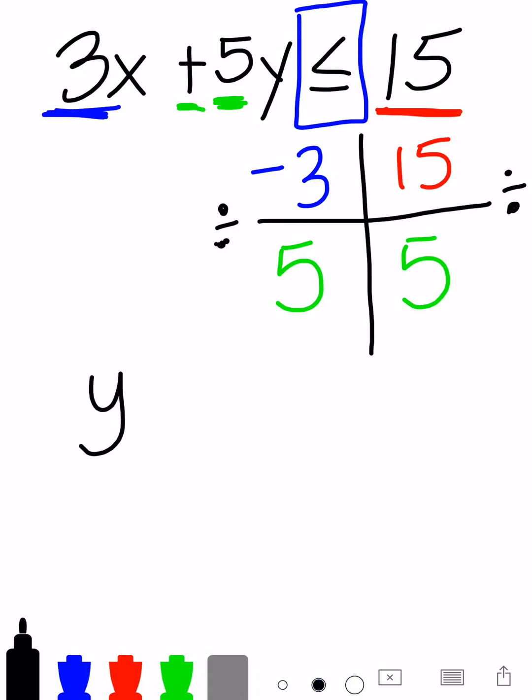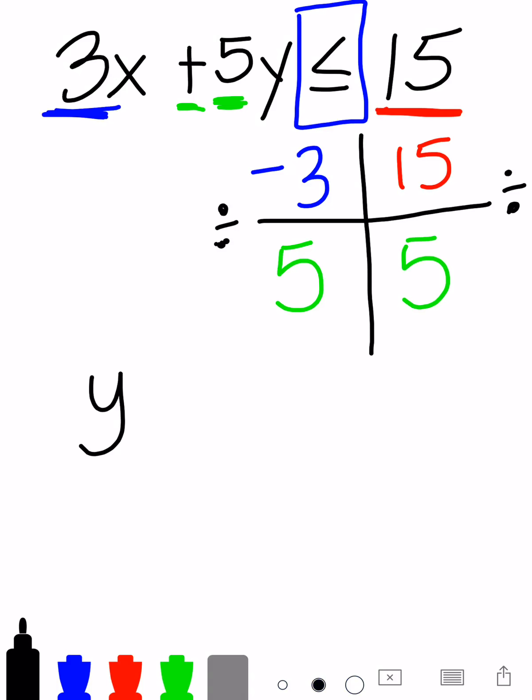If you don't know, go over to your calculator. Let's do it right now. Negative 3 divided by 5. You hit enter. It's going to give you a decimal. I want it in fraction. So if you don't know what that is in fraction, remember, hit math, number 1 for fraction, and hit enter. It's going to give you a negative 3 over 5. So that's how I got the negative 3 over 5.